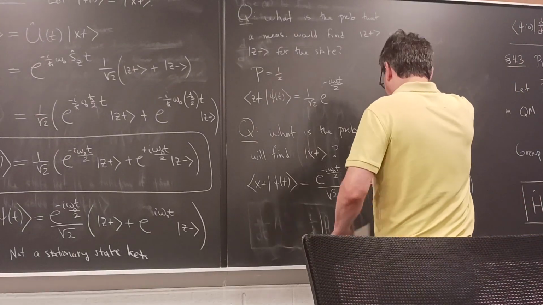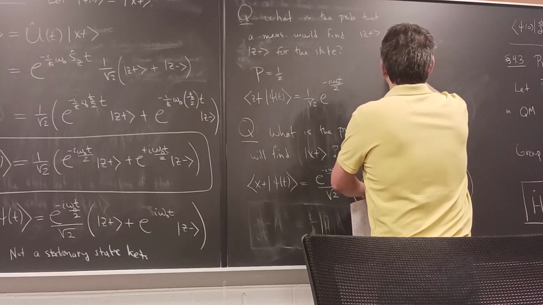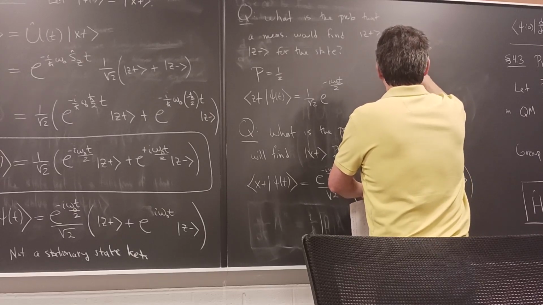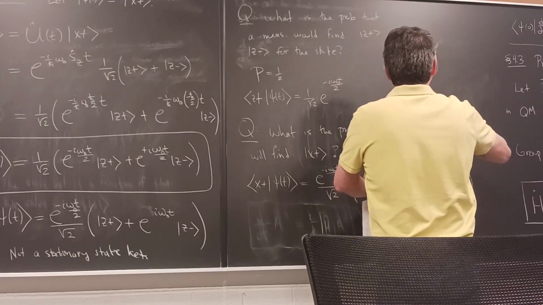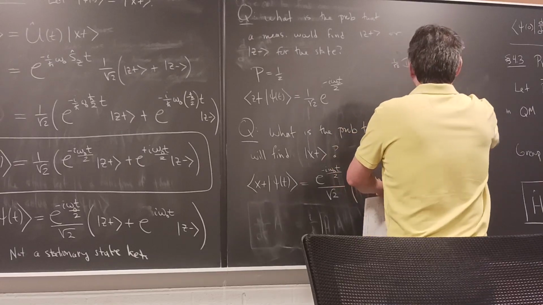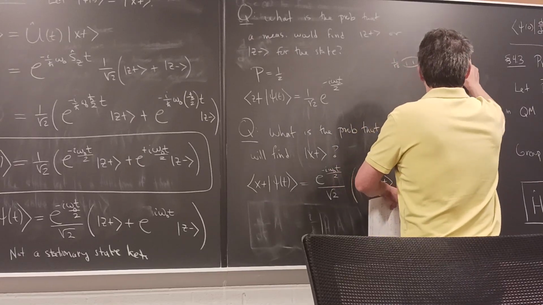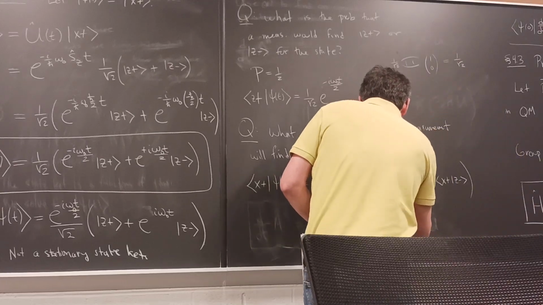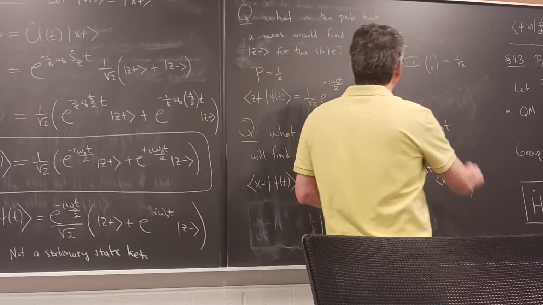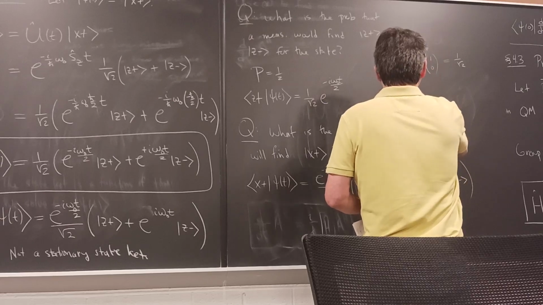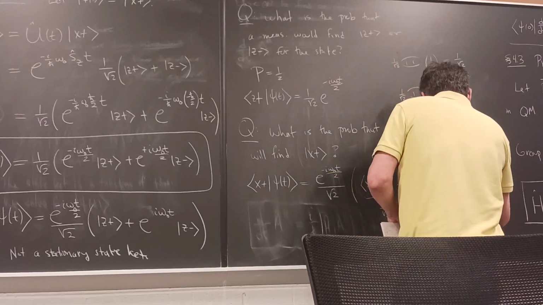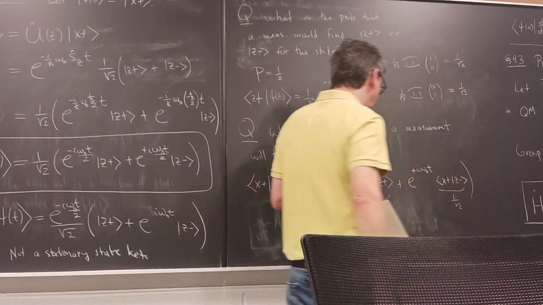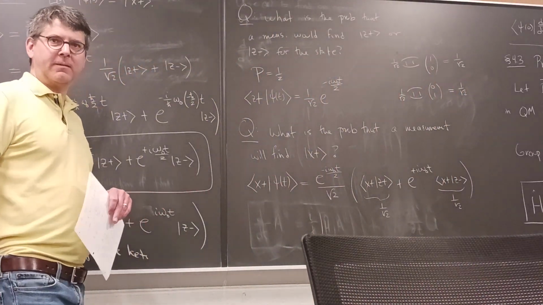Sure, we can also just do it. x plus is 1 over the square root of 2 times (1, 1), and z plus is just (1, 0), right? So this amplitude is just 1 over root 2. And then x plus with z minus is also just 1 over root 2. Does that make sense?